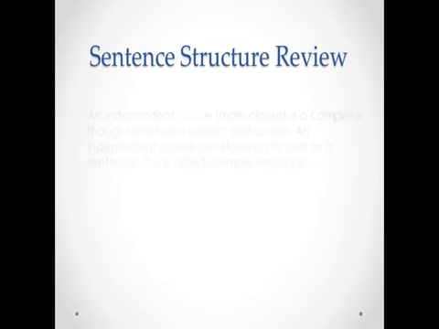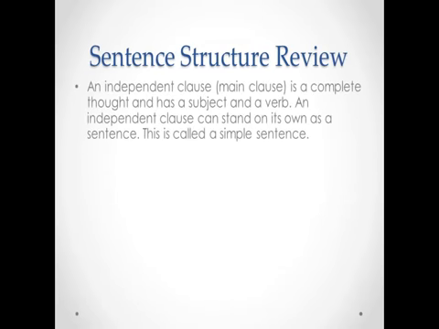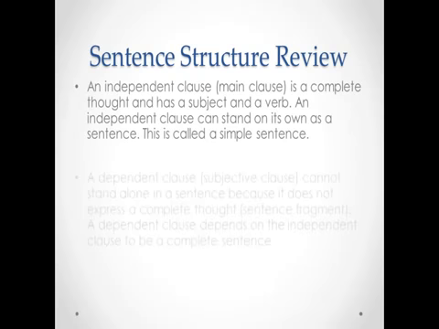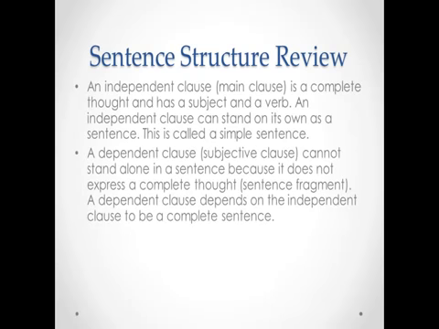We also learned in the sentence structure video that an independent clause is also called the main clause. It is a complete thought and has a subject and a verb. An independent clause can stand on its own as a sentence. This is called a simple sentence. A dependent clause, also known as a subordinate clause, cannot stand alone in a sentence because it does not express a complete thought. It is a sentence fragment. A dependent clause depends on the independent clause to be a complete sentence.